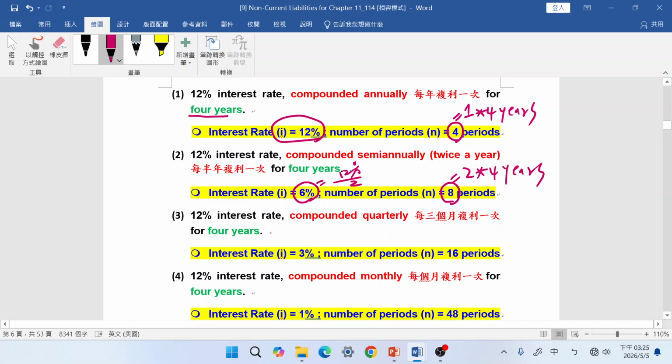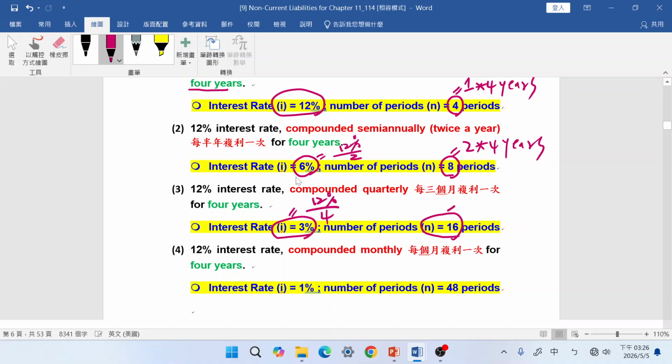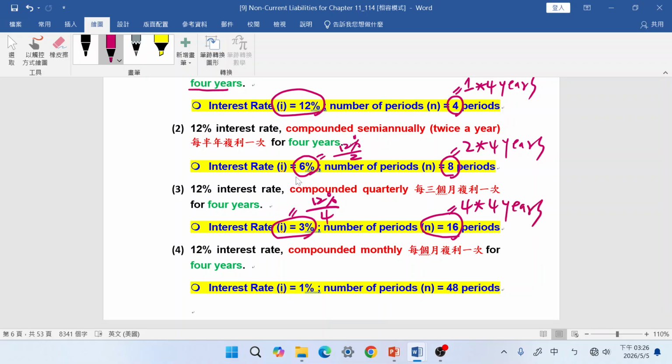How about your third case? I is 3%. How to get the 3%? 12% divided by 4, right? Because your interest occurred 4 times for each year. So each period, 3%. So what's your N? Each year, 4 times. For how many years? 4 years. How about last one?